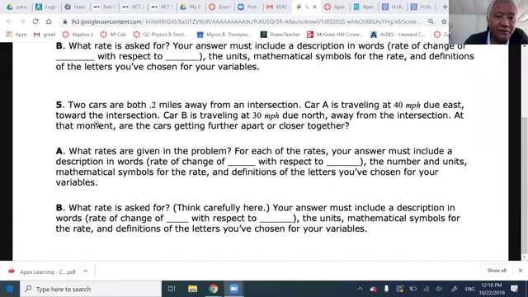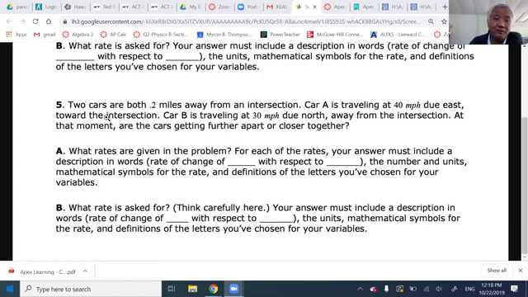When you look at number 5, they said what? 2 cars are both 0.2 miles away from the intersection. Car A is traveling at 40 miles per hour due east towards the intersection, and car B is traveling at 30 miles per hour due north away from the intersection. At that moment, are the cars getting further from or closer to each other?